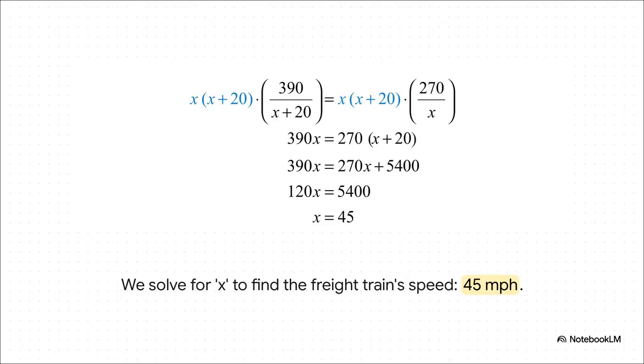And how do we solve this thing? You guessed it. We use the exact same principles we've been practicing. Yeah, there are a few extra steps, like finding a common denominator, but the core logic is the same. We work through the algebra, we solve for x, and we find that the speed of the freight train is a real, tangible number. 45 miles per hour. See? This isn't just abstract math. It's a powerful tool for finding real answers.